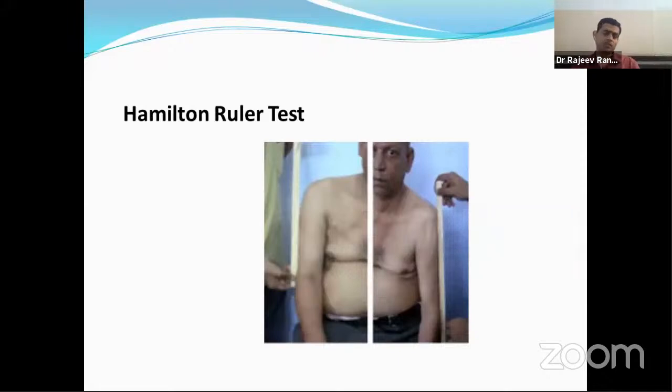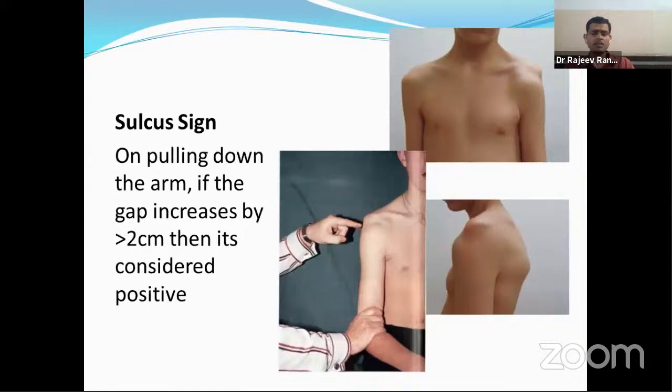Hamilton ruler test. This is present in cases of dislocation. In this test, in a normal shoulder, if the ruler is touching the lateral epicondyle, it does not touch the acromion. But in case of a dislocated shoulder, the ruler will simultaneously touch the lateral epicondyle and the acromion. Sulcus sign. On pulling down the arm, if the gap between the lateral end of the acromion and the humeral head increases by more than 2 centimeters, then it's considered positive.